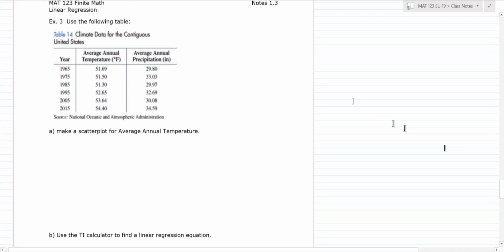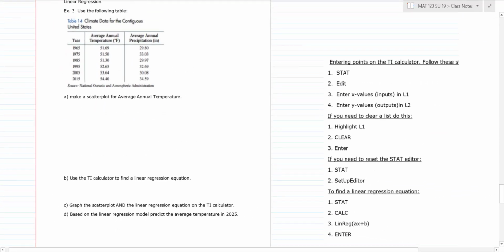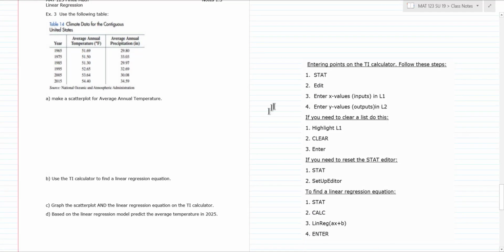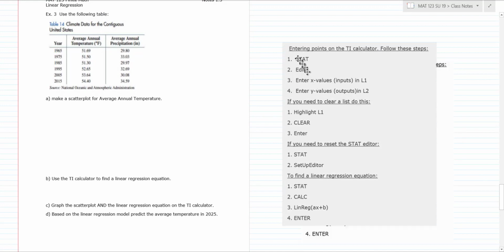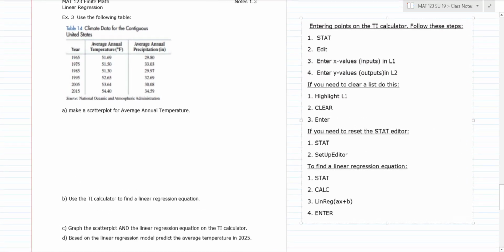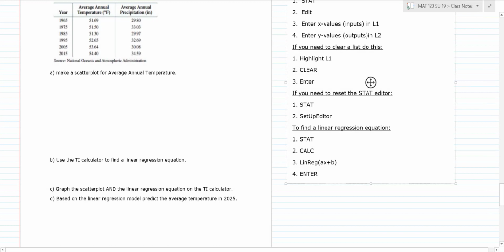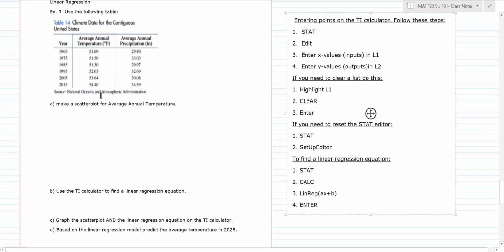If you don't have technology, this problem is a nightmare. There's nobody in the modern world anymore that does linear regression by hand because it's just too complicated. It's not that it's hard, but it's just arithmetic that would take you forever to get done. So nobody does it any other way in the modern world other than use technology.